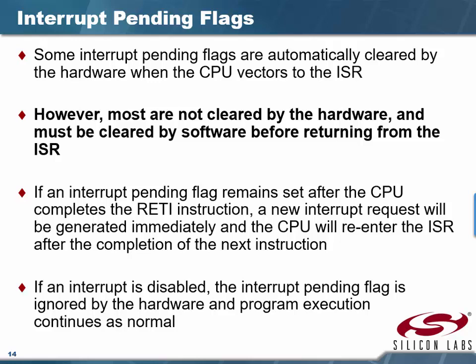Okay, some interrupt flags are automatically cleared when the CPU services them. Most are not cleared, and you have to clear them in the interrupt service routine. General rule: the first thing you do in your interrupt service routine is disable the interrupts and clear the pending one. And when you're done, you re-enable the interrupts. You don't want to be interrupted while you're servicing an interrupt, although there are some cases where you might want to re-enable other interrupts.